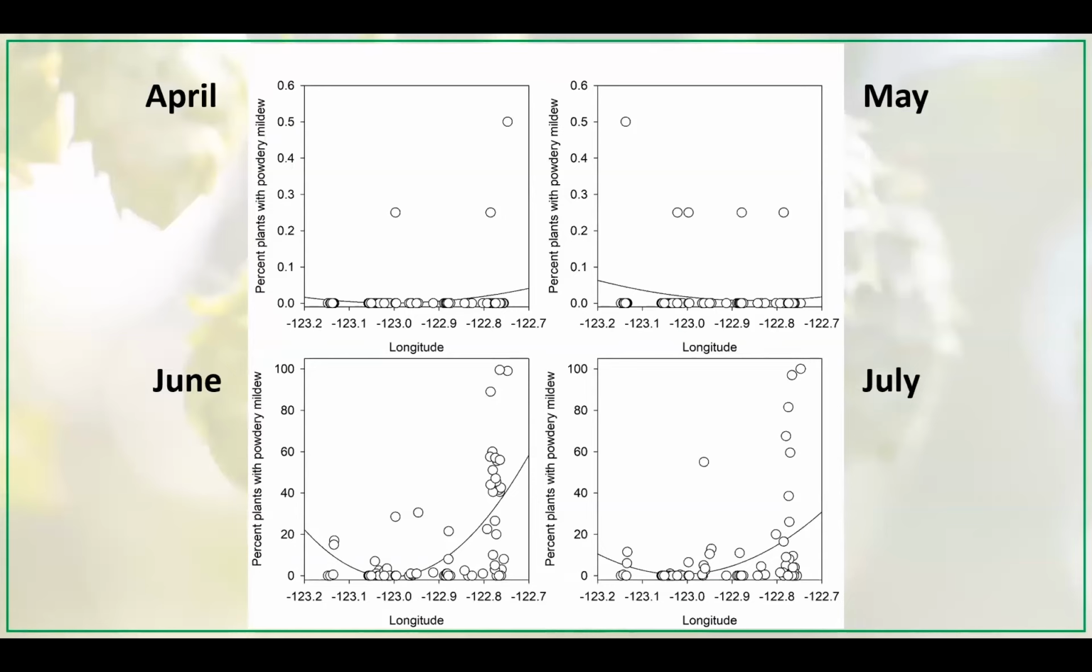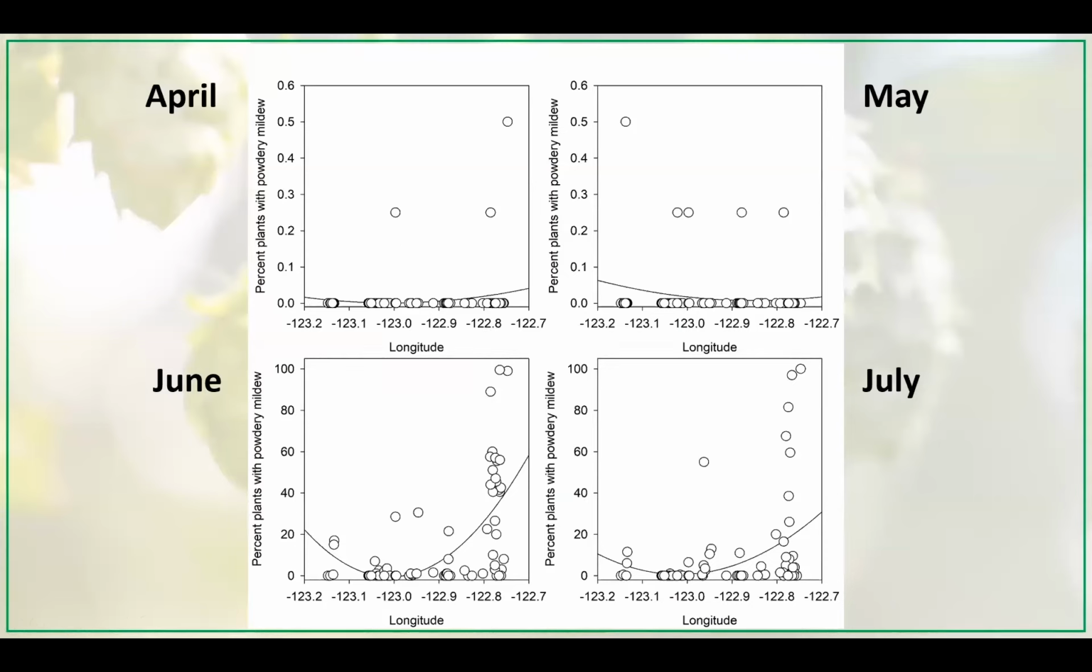So this is the percent of plants with powdery mildew on the y-axis and then longitude on the x-axis. So this would be the eastern extent over here on the right side of each graph, and then the western extent of the hop growing region in the Willamette Valley on the left side of the graph. So some important things to note: we're seeing really low percent here in April and May, under 1% of plants that we sampled at each of these individual yards had powdery mildew.